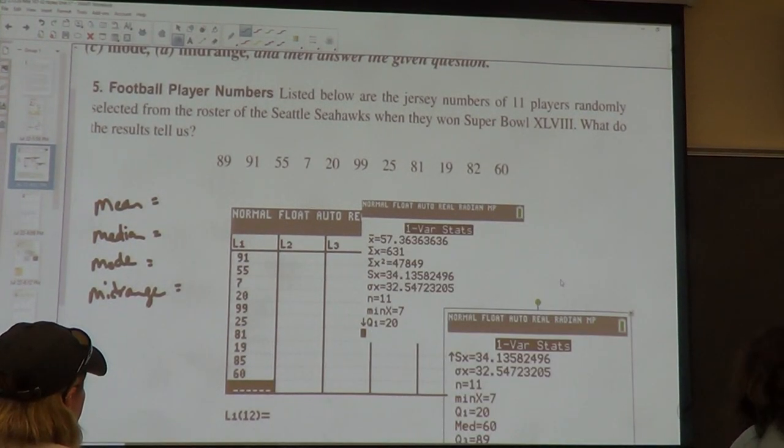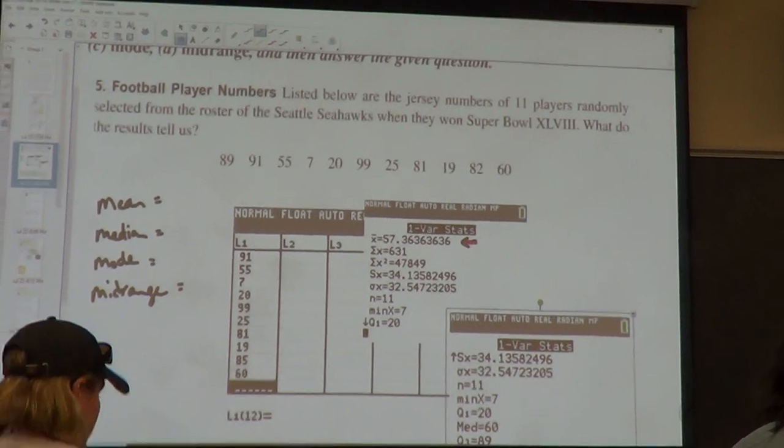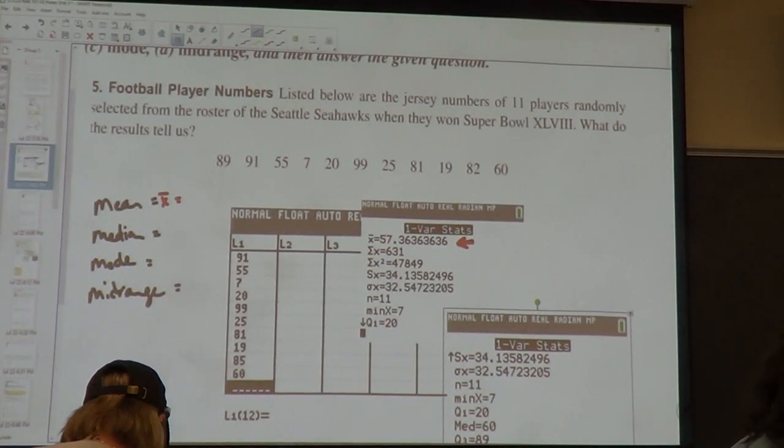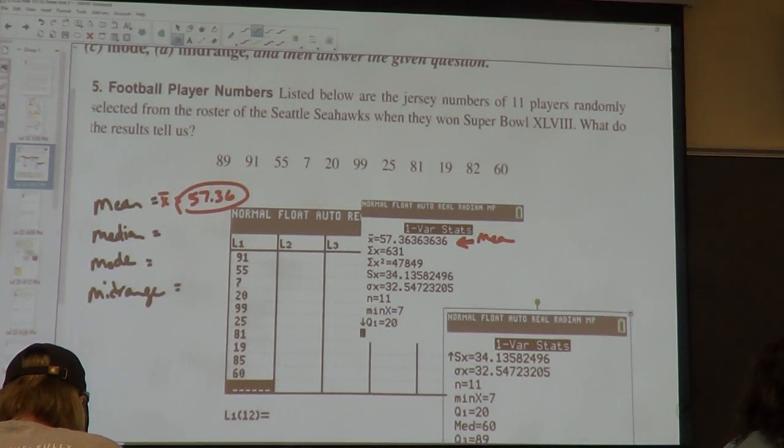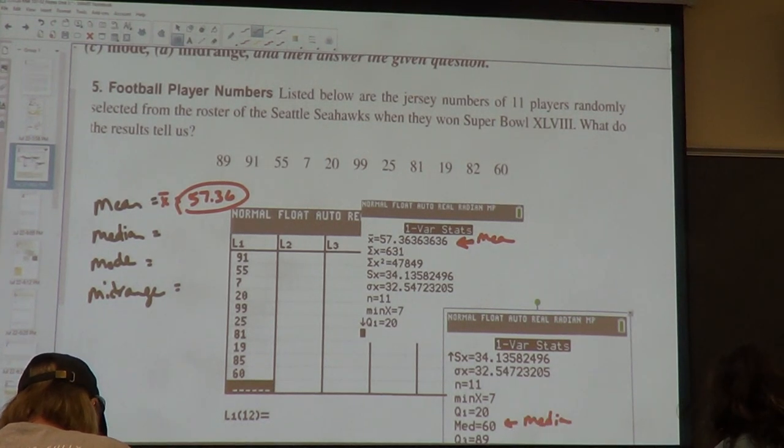Your mean is going to be your X bar. So my mean is 57.36. My median is going to be on the second page. My median is going to be my MED. So my median is going to be 60.